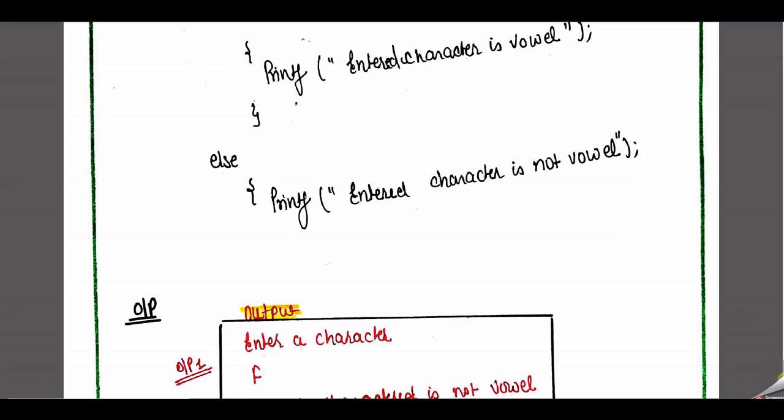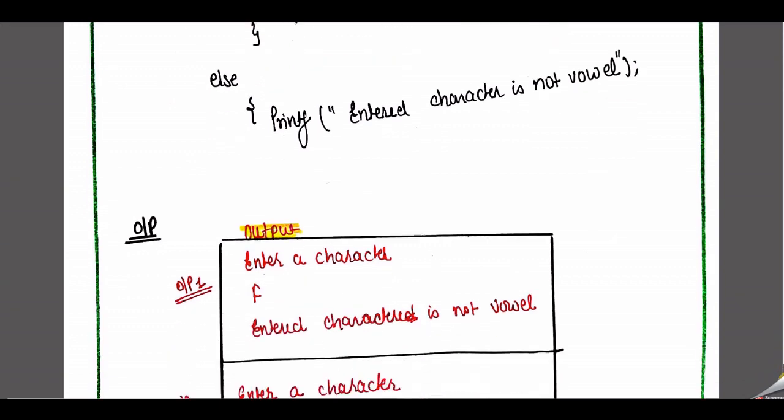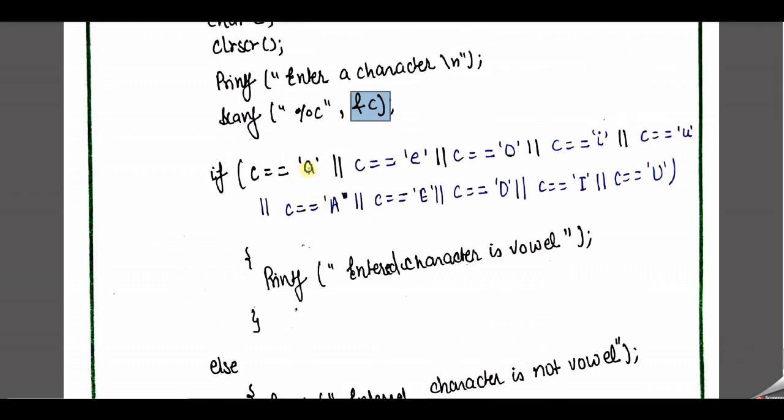So what exactly happens on our output screen? We saw that, for example, the first time the user enters a character, capital F. So what will happen here? Capital F is stored into the small c in the memory location, and according to our if condition, is c equal to small a? No, that means false, again false, false, false, false, false, again false, then false, false and false.